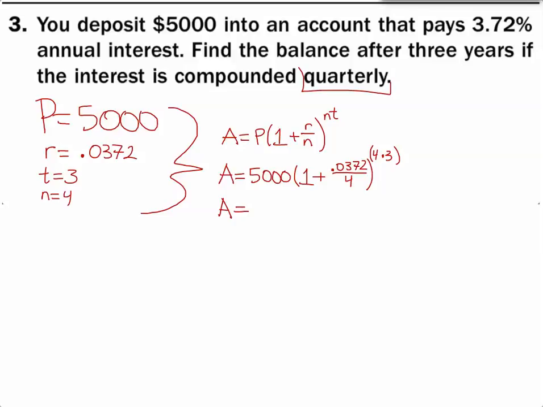So A is, let's see, my calculator says 5,587 and 45 cents. So it's about $5,587.45. That's how much money you'd have if you're given a small amount of interest 4 times a year at that rate for 3 years if you started with $5,000.